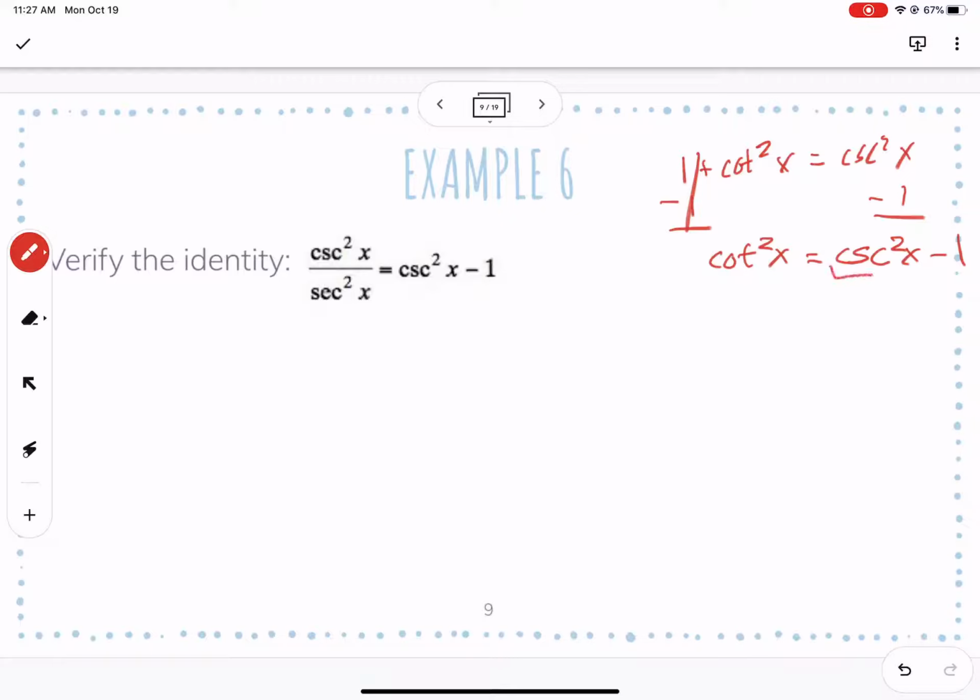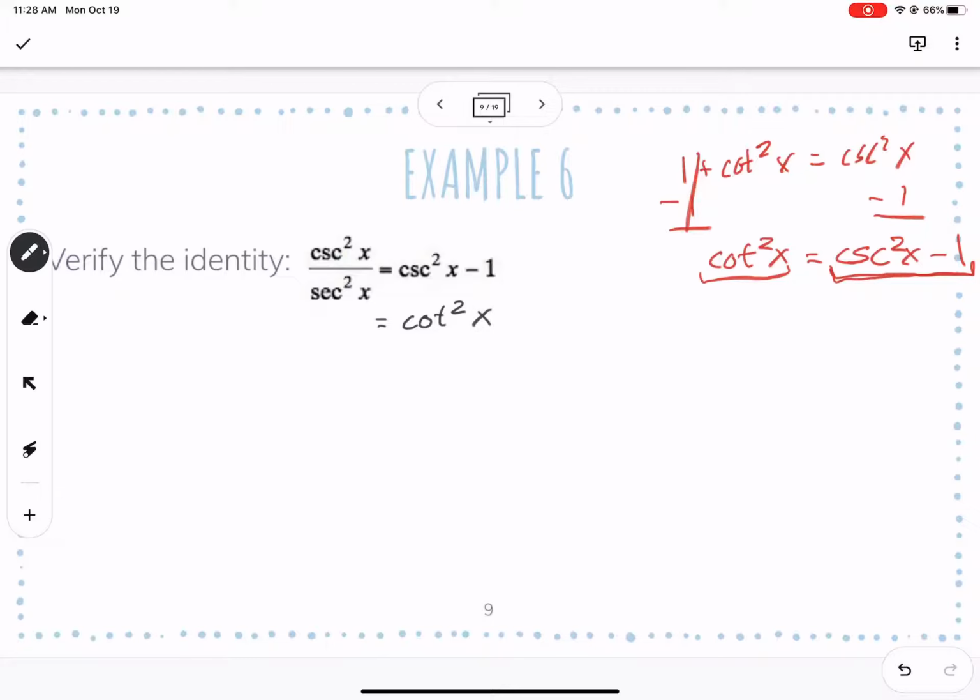So now I can substitute that with just cotangent squared. So I'm already simplifying. That's why I'm going to choose the right side. So I'm going to go ahead and do that. All right, so I'm going to rewrite this as cotangent squared.